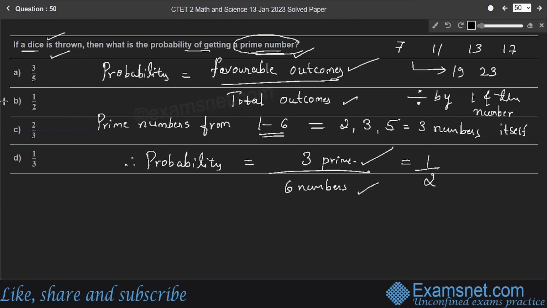Or 1 by 2 is the probability, which means out of 2, we will get 1 prime number, right? If the dice is thrown once, you may get a prime number or you may not. If twice the dice is thrown, there is a chance of getting 1 prime number, either 2, 3 or 5. Therefore, the probability is 1 by 2, right? Hence, option B is the right answer.